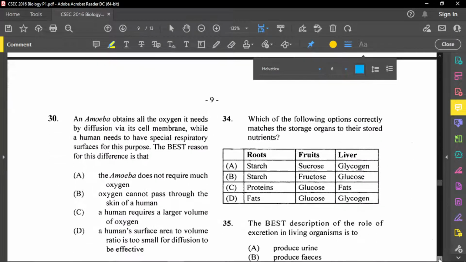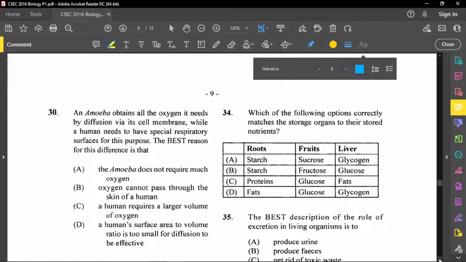Now 30: an amoeba obtains all the oxygen it needs by diffusion via the cell membrane, while a human needs special respiratory surfaces for this purpose. They ask, the best reason for this difference is what? And they say the amoeba does not require much oxygen at all. Again, I've seen this question before. But the amoeba, it requires oxygen, all right? But is a good answer here, a good option. I'm not telling no lie. Oxygen cannot pass through the skin of a human. That's not the reason.